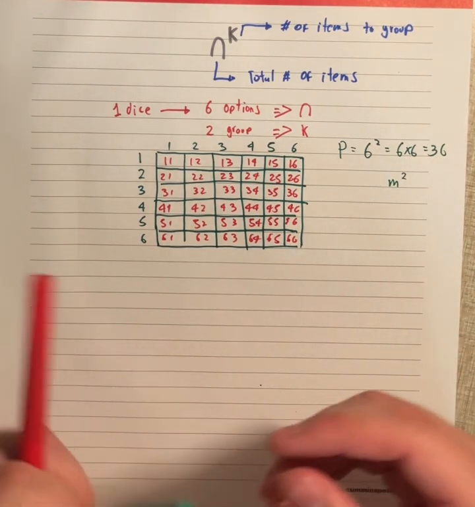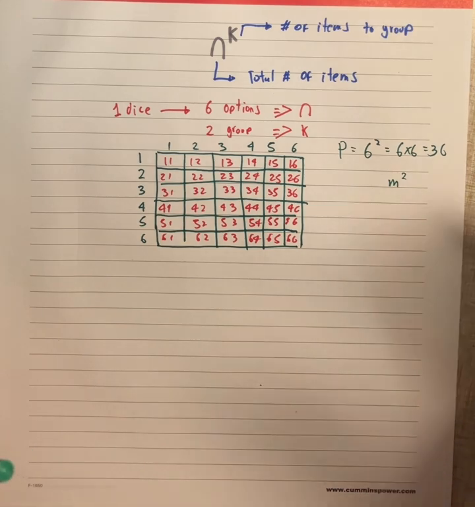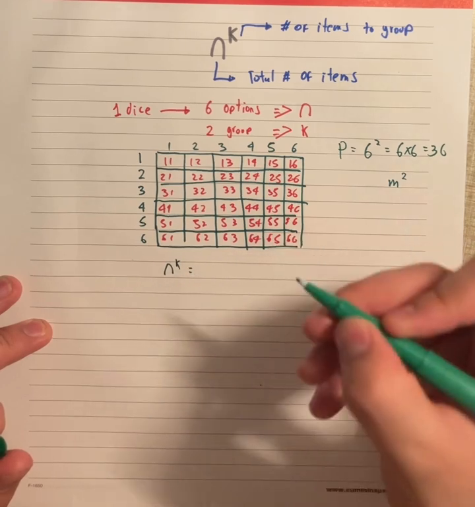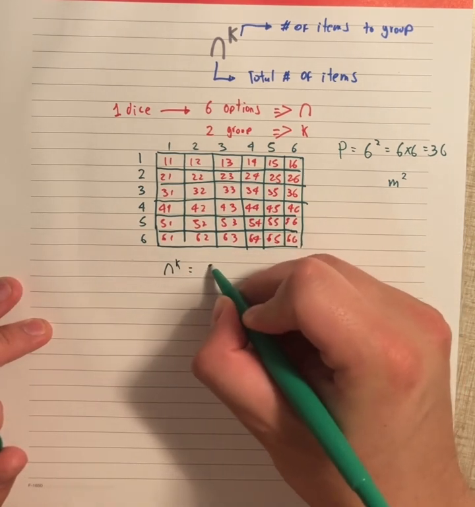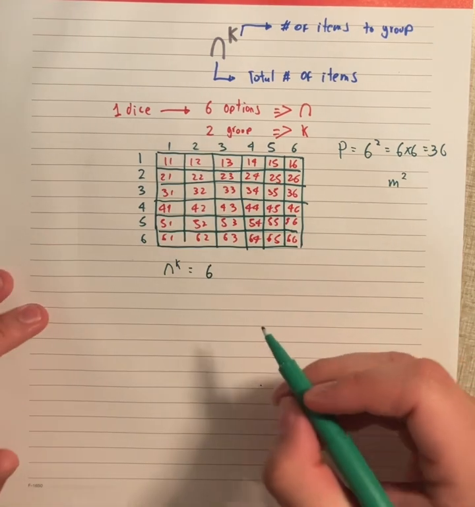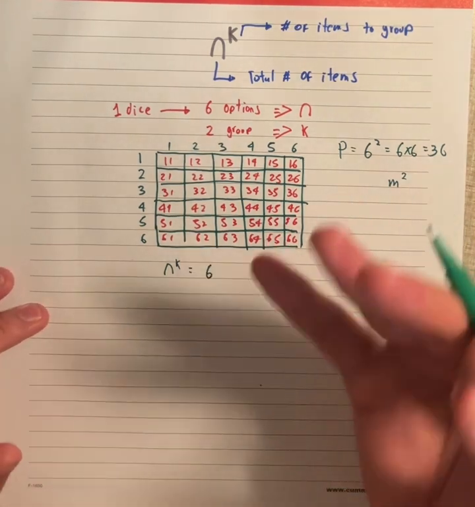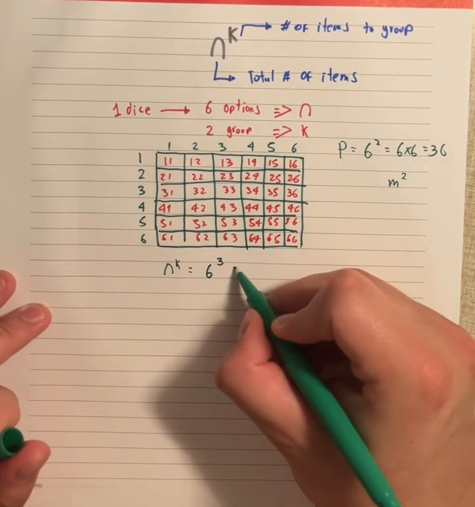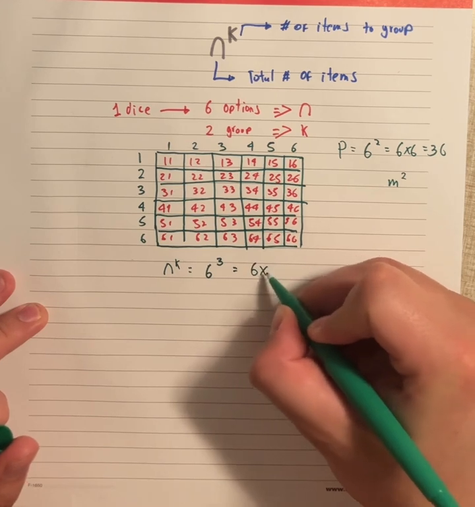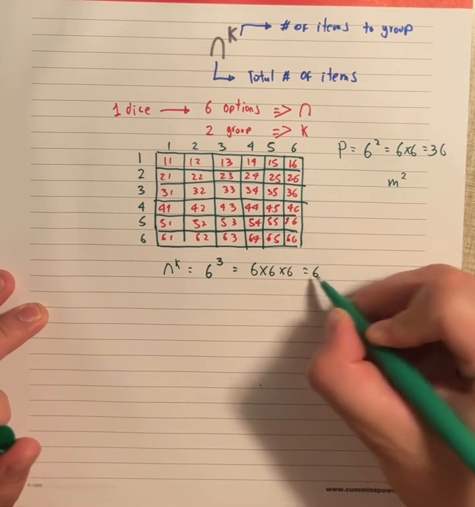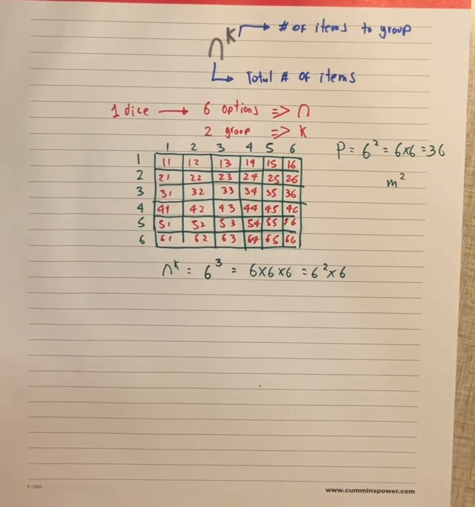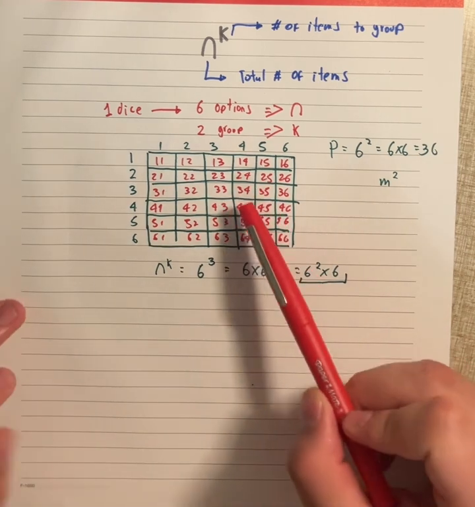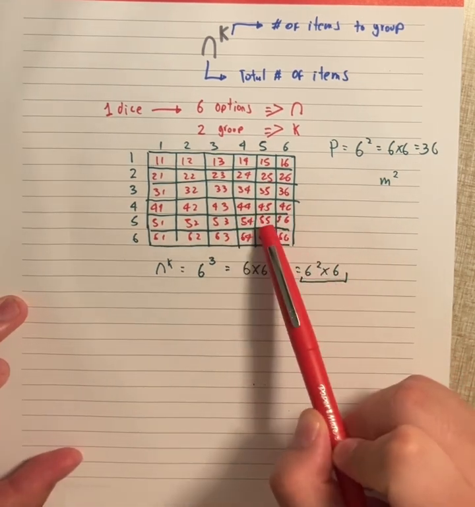Let's say that now you want to throw the dice 3 times. Then it will be n to the k. You still have a dice with 6 options, and because you throw it 3 times, you want to group the result that you get every time. So 6 to the 3. 6 to the 3 is equal to 6 times 6 times 6, or 6 to the 2 times 6. Why do I want to put it in this notation? Well, it's because we already found out what 6 squared is here.